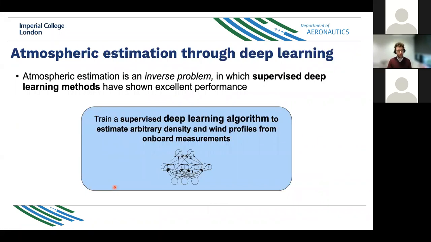Now, having recognized that this is an inverse problem, we saw that recently supervised deep learning methods have shown excellent performance in solving these kinds of problems, also in other areas such as financial predictions and geological surveying and other applications. So our idea has been to train a supervised deep learning algorithm to estimate arbitrary density and wind profiles. Not the classical exponential profile, but something more complex, and do this from onboard measurements.